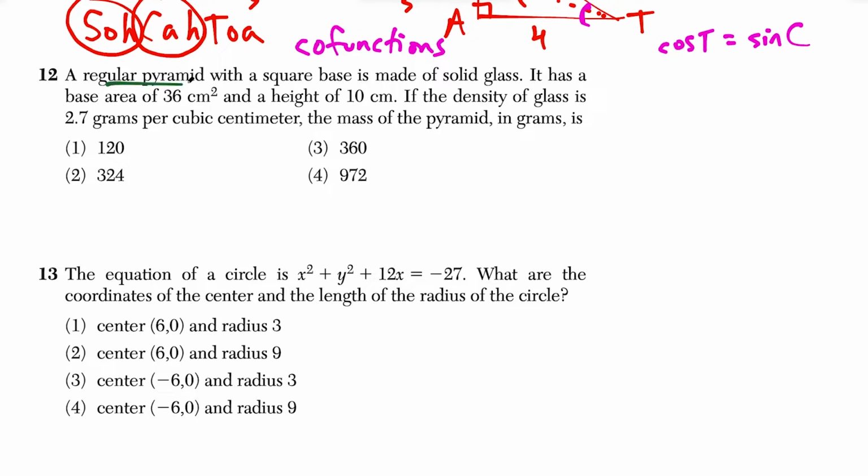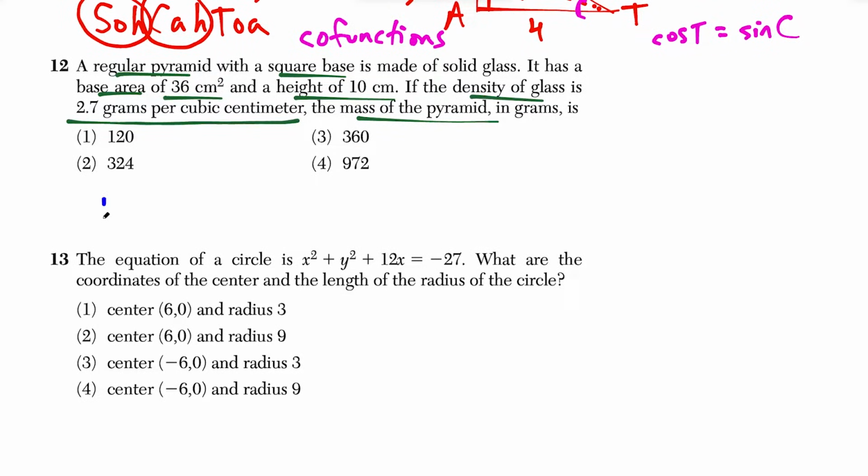Question 12, we have a regular pyramid with the square base and it's made of solid glass. And we're told that it has a base area of 36 square centimeters and a height of 10 centimeters. And then next we have the density of the glass is 2.7 grams per cubic centimeter. And we want to know what is the mass of the pyramid. So for this question, there's two main formulas that we have to know.